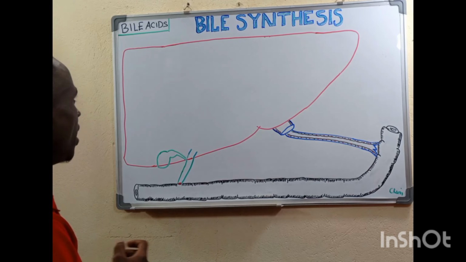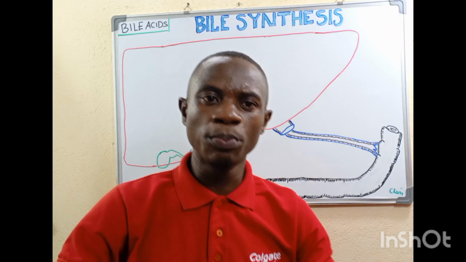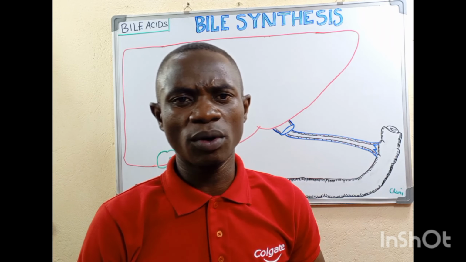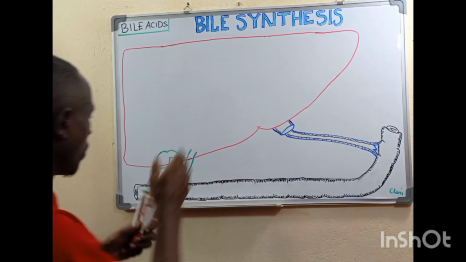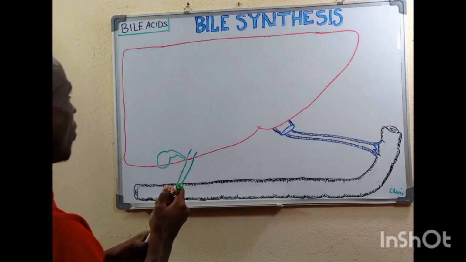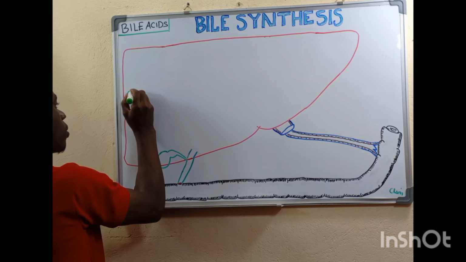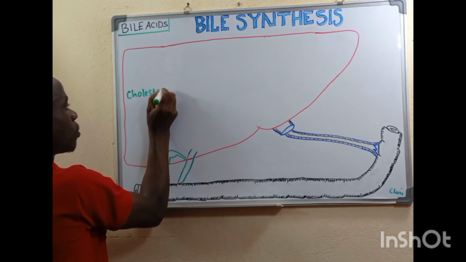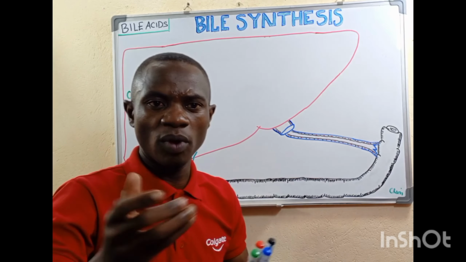Okay. Now we need to first understand from which substance we manufacture the bile acids. The primary classic example from which we are going to be getting the bile acids is going to be cholesterol. So now we are going to be making the bile acids from cholesterol.